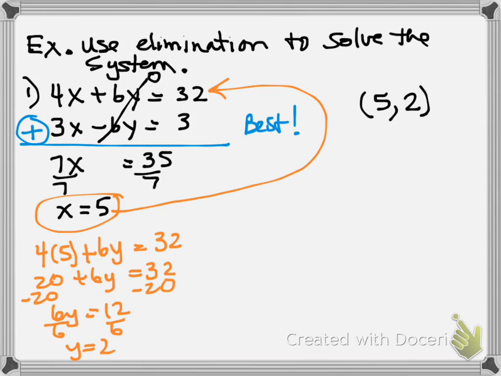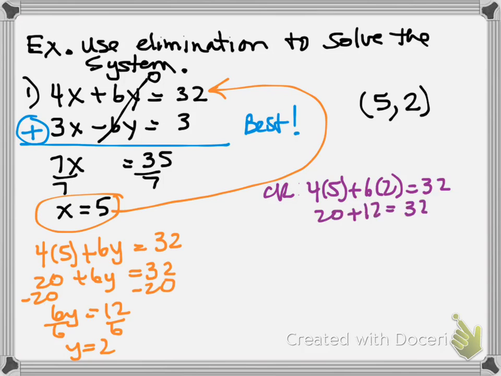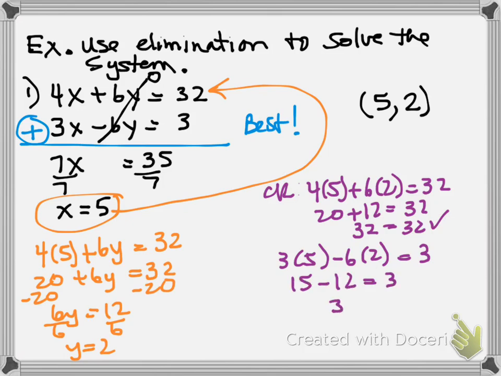So I can test this. Again, I can always do a check. Checks work. So is 4 times 5 plus 6 times 2 equal to 32? And we get 20 plus 12 equals 32. And we get 32 equals 32. So it satisfies the top equation. Now let's try the second one. 3 times 5 minus 6 times 2, does that equal 3? So I have 15 minus 12 equals 3, and I get 3 equals 3. So it satisfied the other equation. So that verifies that's the correct answer.